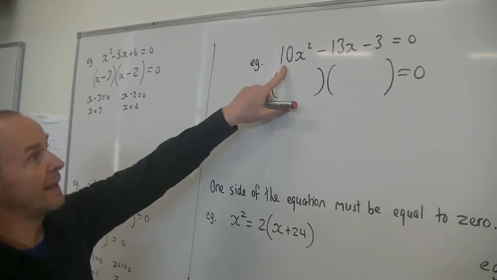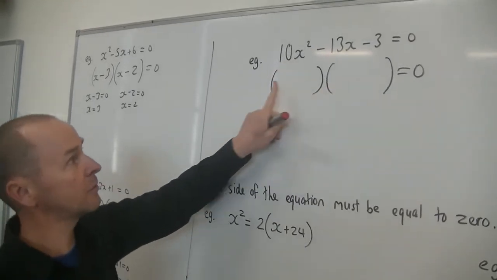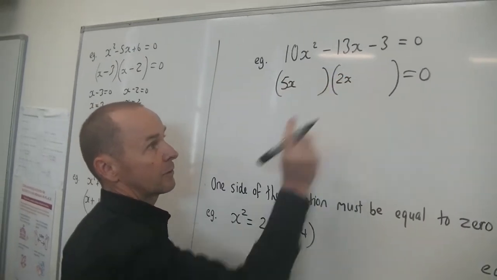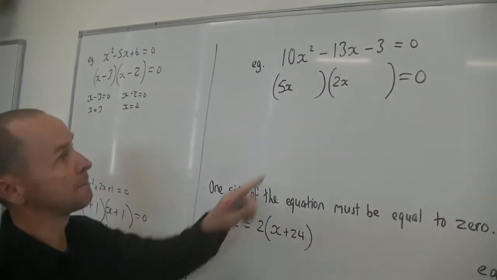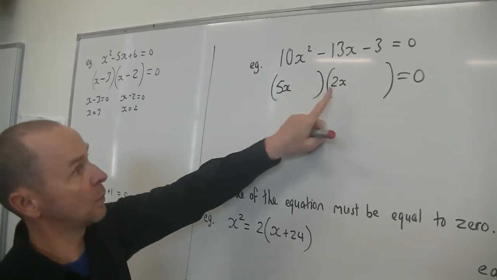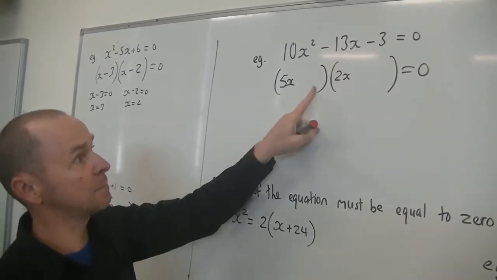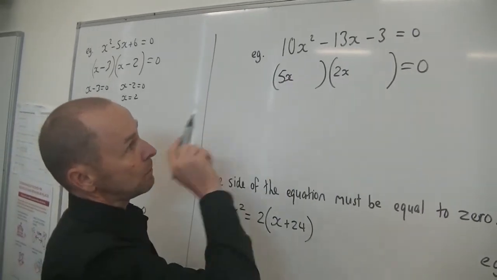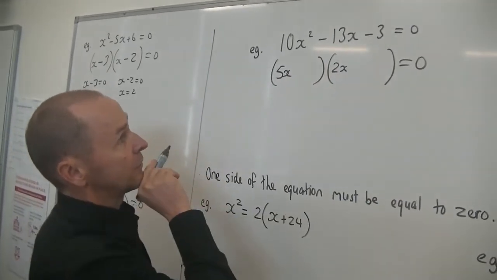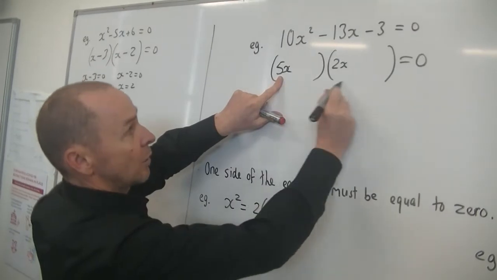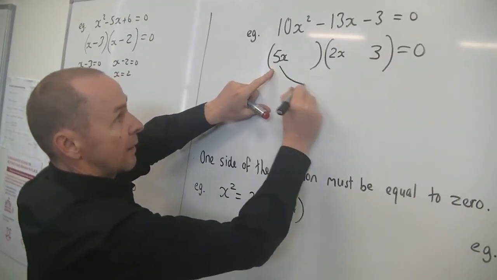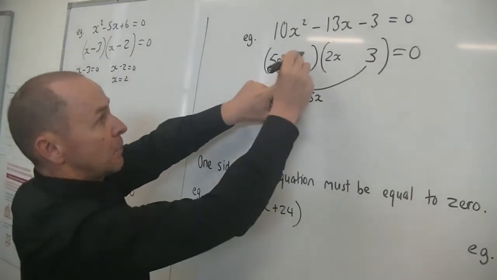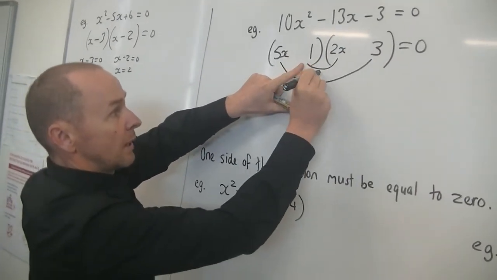So we've got 10. So it could be a 10x and a 1x. But I'm going to have a crack and say 5x and 2x. Most likely, most of the time it's that. Factors of 3 are 3 and 1. And it's a negative. So one's a plus and one's a minus. I'll leave the sign to later. And I want the difference to be 13x. So if I put a 3 that goes with a 5x, that will give me, when I work it out, 15x. So the 3 there, if I put a 1 there, that will give me a 2x.